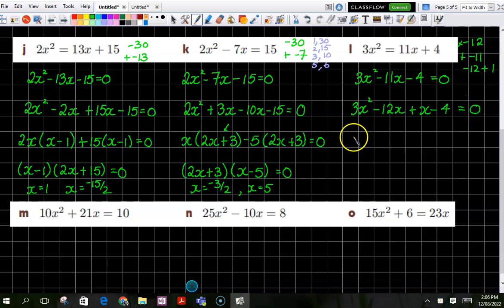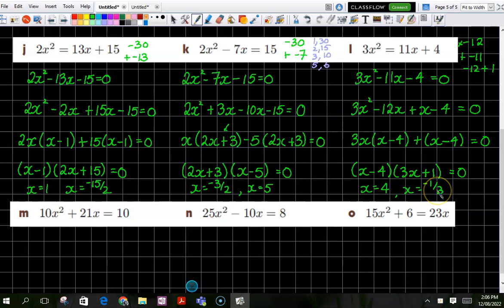What's our common factor here? 3x. x take 4, and then we've got our little x take 4 there. Pull out your common factor. 3x plus 1. x equals 4. x equals minus 1 on 3.